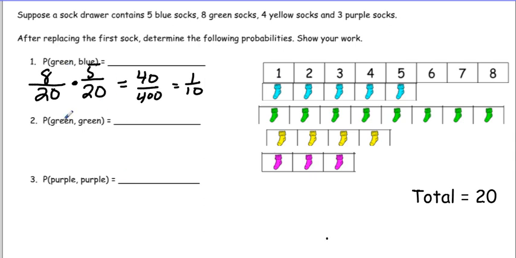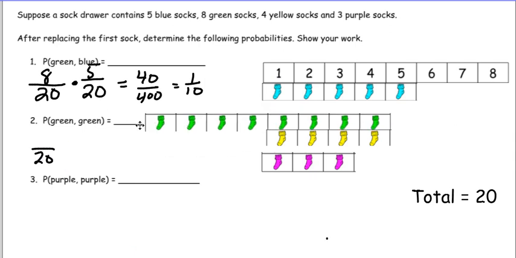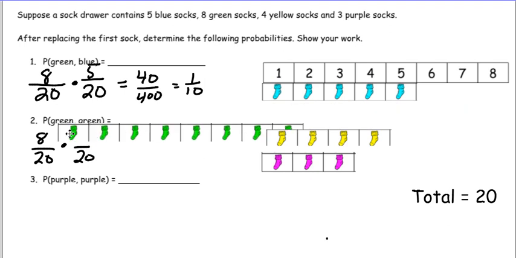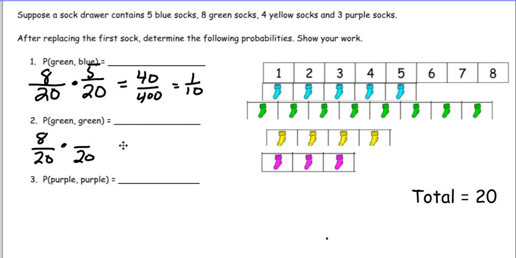What's the probability of getting a green sock, putting the sock back, and then getting a green sock again? How many socks are in the drawer? There's 20. And how many of them are green? There's 8, so I have an 8 in 20 chance. Put the socks back. What's the chance of getting a green one again? How many socks are in the drawer? 20. How many of them are green? 8. So again, there's an 8 in 20 chance. So we write fractions and we multiply. So there's a 4 in 25 chance of doing that.